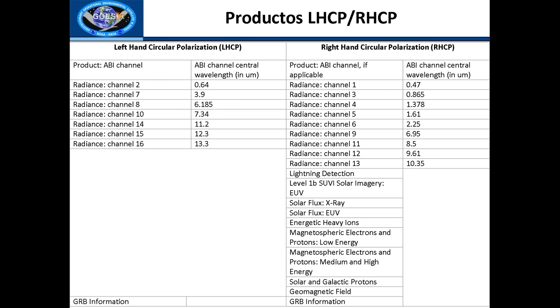And because we have dual polarization, a decision was made early to put products on the left-hand channel that would be similar to what's on the legacy GOES and the GVAR. But as far as I know, our users are using both channels. I don't know of anybody that's only using one channel. But we do have the majority of the products on the right-hand channel.